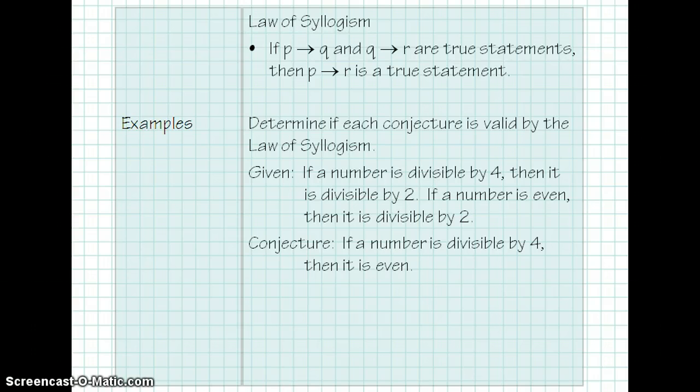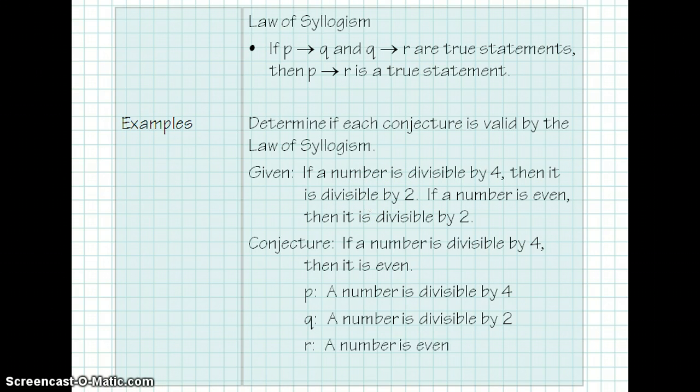So we're going to let P stand for a number is divisible by 4. That's the hypothesis of my first conditional here. And then I'm going to let Q stand for a number is divisible by 2, and so that's going to be the conclusion of my first conditional. Okay? And then R is going to be a number is even. That's the third phrase that I've got going on here.